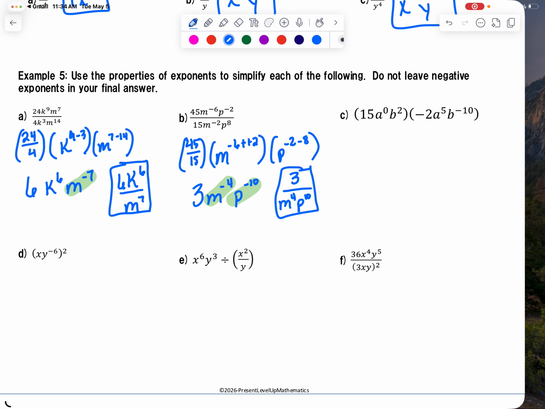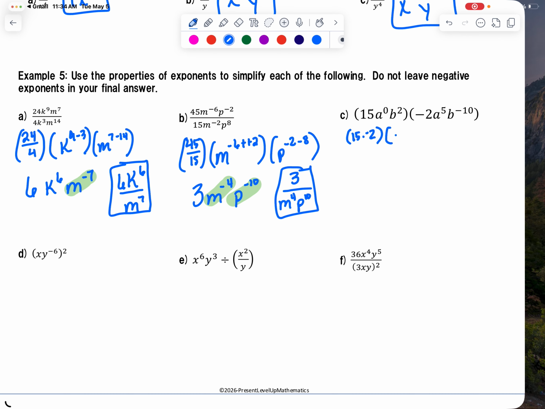All right, problem C. Now, problem C is not a division problem. It's a multiplication problem. So you're going to have to reach back in your brain to a previous lesson when we learned the multiplication properties of exponents. So to multiply these two expressions together, I'll multiply the coefficients, 15 times -2.